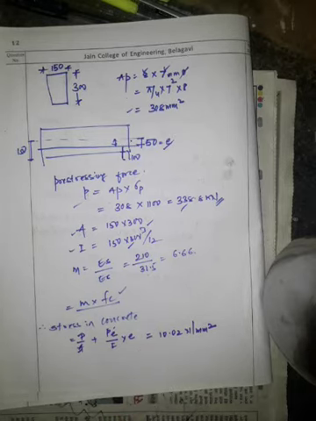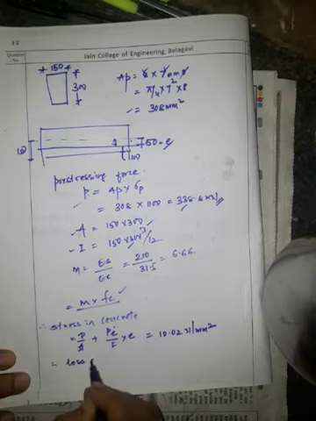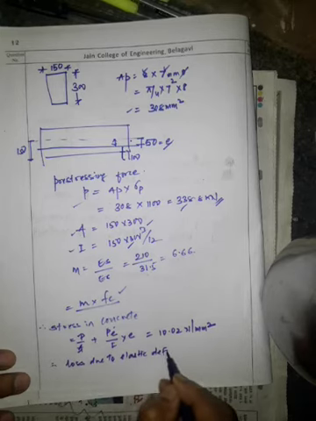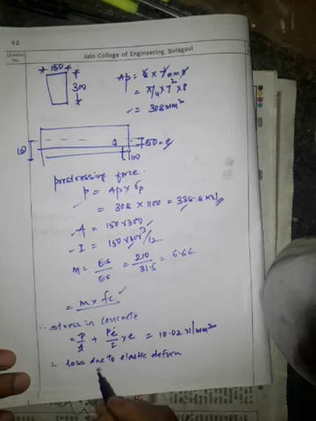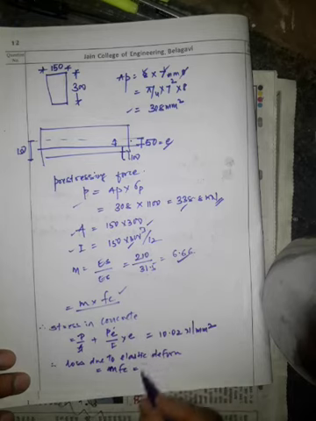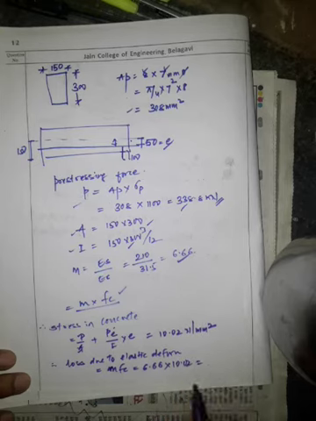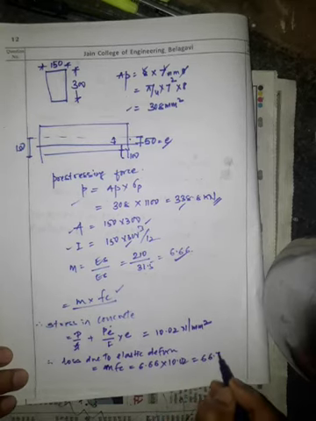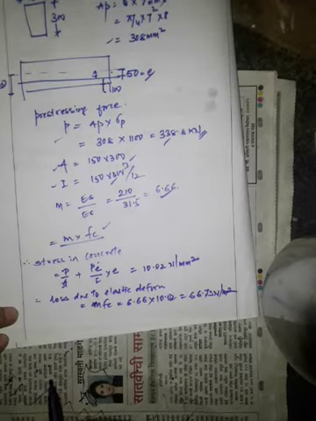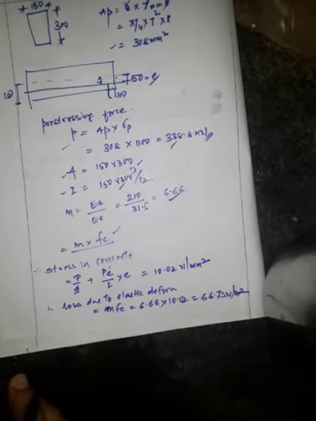Therefore the loss due to elastic deformation will be given by alpha into m into fc. So m we have got as 6.66, fc is 10.02, so we got it as 66.73 Newton per mm square. So we got the loss as 66.73 Newton per mm square.